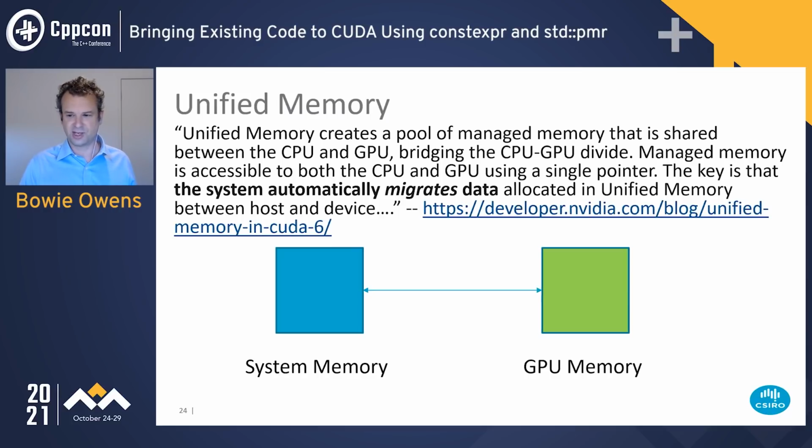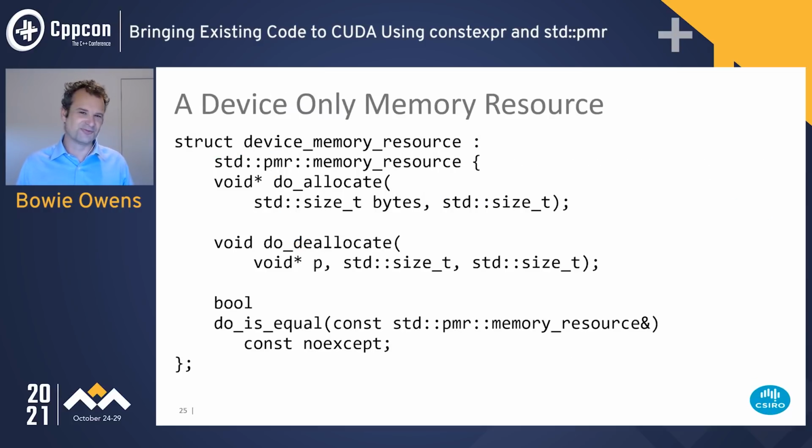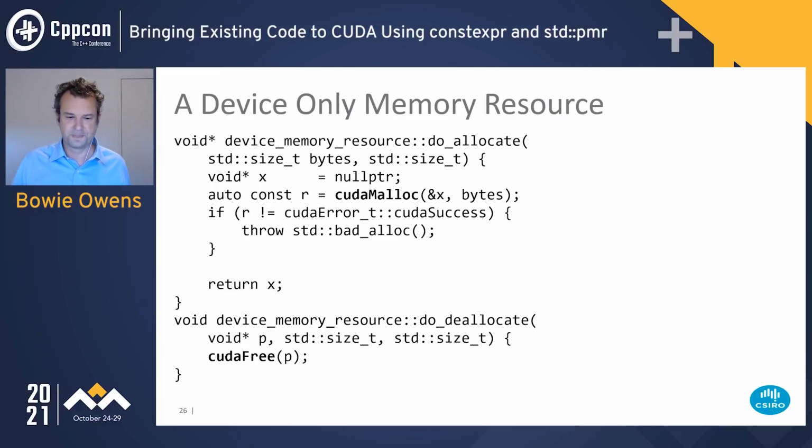So let's look at how to do that. It's going to look very similar to the example we looked at before. We define a new type, a new memory resource. This time I've called it device memory resource. And it has to, of course, inherit from the same class and implement the same functions as before. But this time we're going to use CUDA Malloc to allocate memory. And now our question was, what is the difference between CUDA Malloc and CUDA Malloc managed? The difference is that CUDA Malloc managed will allocate memory in the unified memory space.